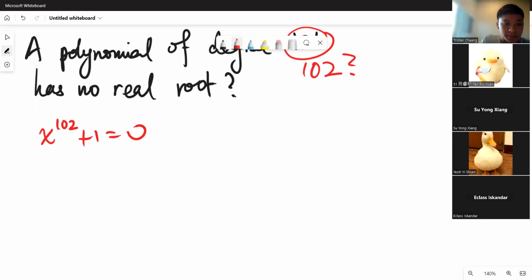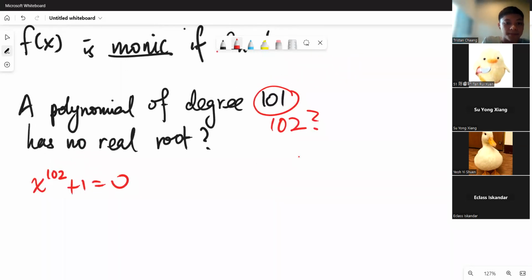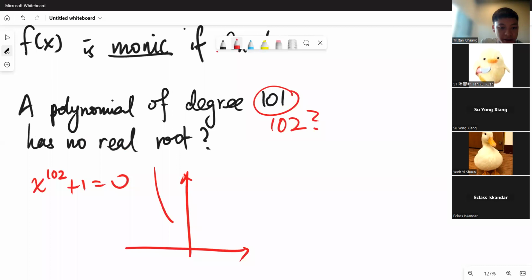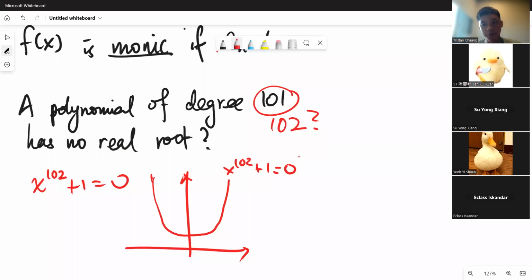Okay, but let's think about this. How do we draw this on a graph? It's kind of like this, right? I mean, it's not really a parabola, but I think maybe something like that. So there's this minimum point here. And to interpret that it has no real roots, I can say that this graph does not cross the x-axis. If it does cross the x-axis, then there's a real root.